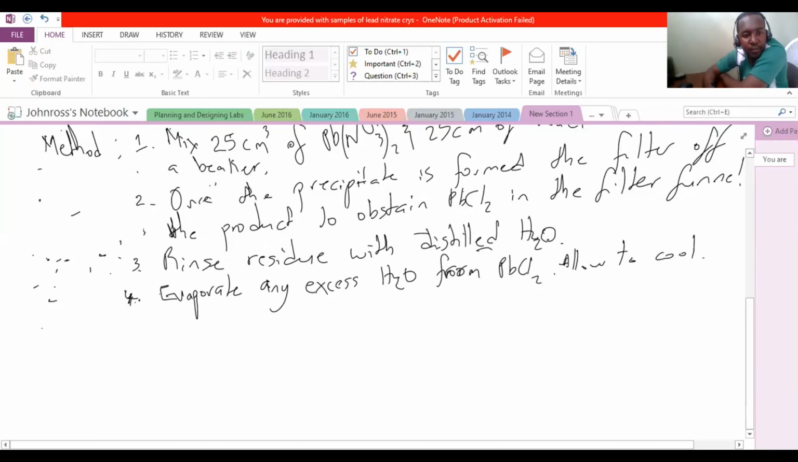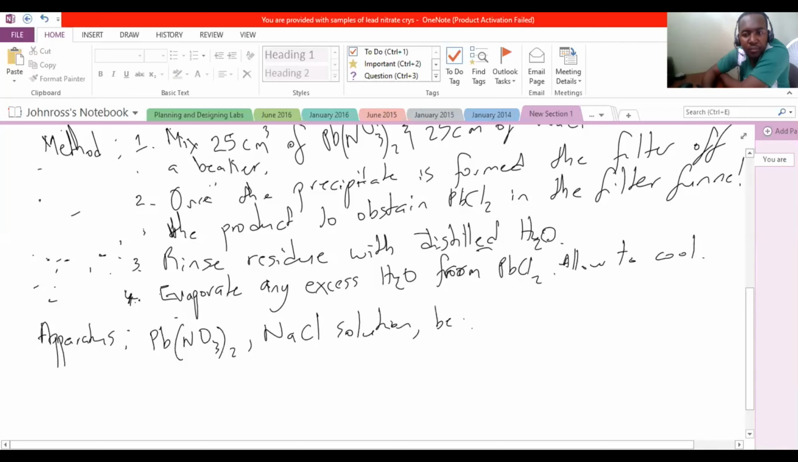All right, let's look at our apparatus. What are the things that are needed? Beaker. So we need our solutions: the Pb(NO3)2 and the NaCl solution. We mix it in a beaker, so we need a beaker. We use distilled water to wash. We need a filter funnel and paper.